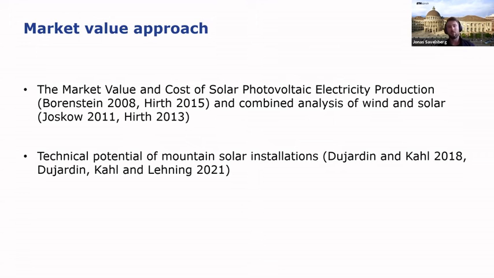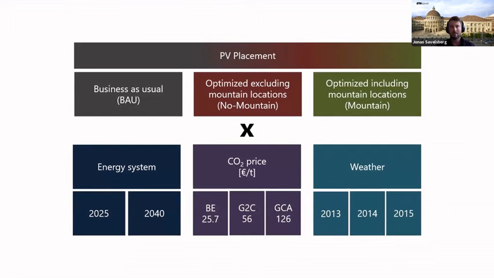The other strand of literature, really quickly, is on the technical potential of mountain solar installations. These are two studies by our co-authors, Jérôme and Amelie, just to briefly show them here. The starting point for what we will be looking at is Switzerland as a case study for our approach. Switzerland currently has the political target of replacing nuclear generation of about 25 terawatt hours per year by other generation. And so what we want to look at is a set of three different placement scenarios.